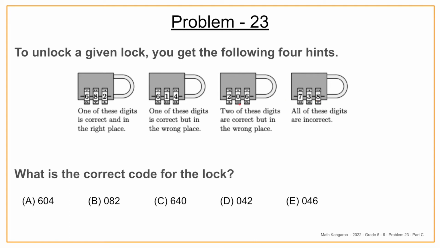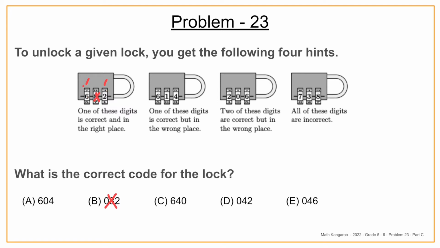So looking at these clues, the first clue has 8, so we remove it. We do not see 7 or 3, so we can ignore those. Any options that contain 7, 3, 8 should be removed. So option B should be removed. Now the first clue says, one of these digits is correct and in the right place. So there are two digits left, 6 and 2. Either 6 or 2 is the correct digit and is at the right place.